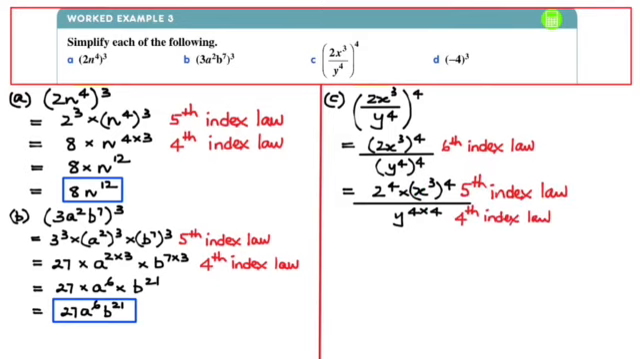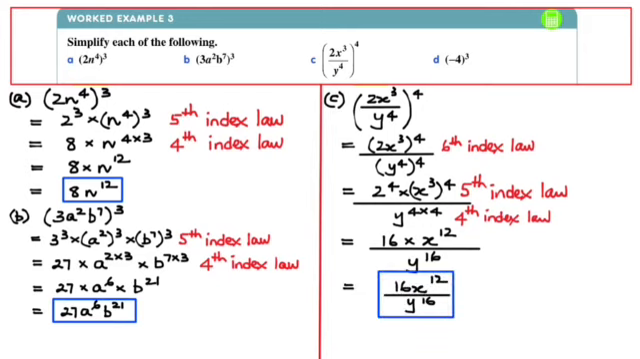Okay? Yes? Alright, they're the index laws. Now, what are we going to do with that, guys? I think we're going to multiply this 3 by 4, call that one 16, and call that one 16. I think we're pretty well done. Dispensing with the multiplication signs now, we've got 16x to the 12 over y to the 16, and Bob's your uncle again. Isn't that great?